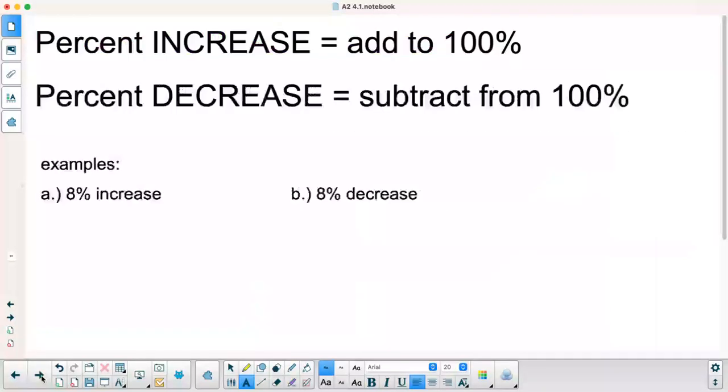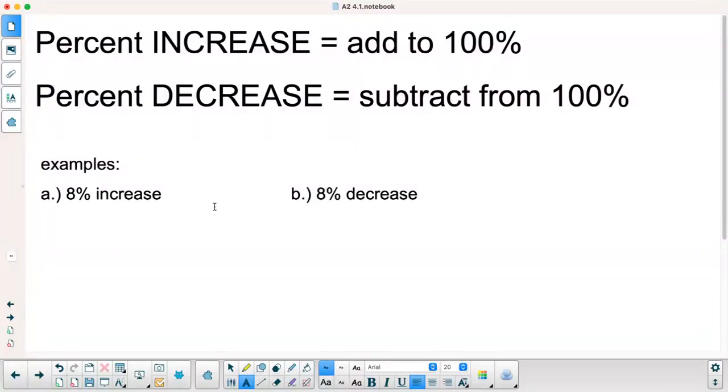All right, so I did want to add this in here because this is something that always causes problems. This isn't really in your book, so if you want to stop the video, you can. If you want to keep watching, this is just something that we need to make sure that we cover. Percent increase, you add it to 100%. Percent decrease, you subtract from 100%.